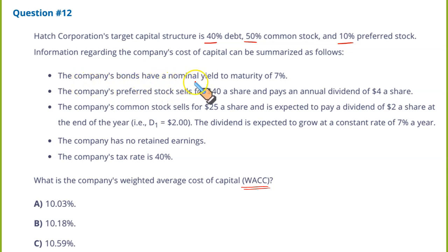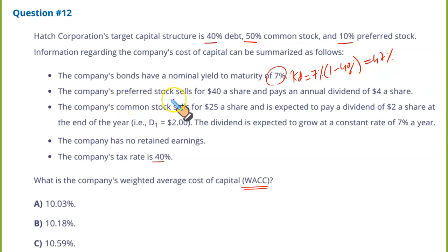The company's bonds have a nominal yield of 7%. Take this to be the cost of debt after tax. KD is equal to 7% times (1 minus tax rate), that is 40%. Do whatever you can do right there and then. Instead of just reading the question first and then doing the computations, you will simply waste time. 7 times 0.6 gives you 4.2. This is the after-tax cost of debt.